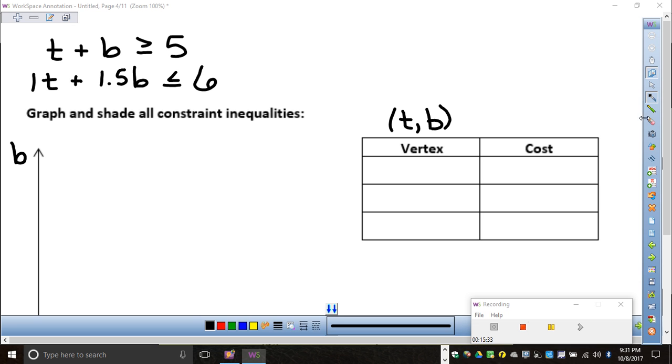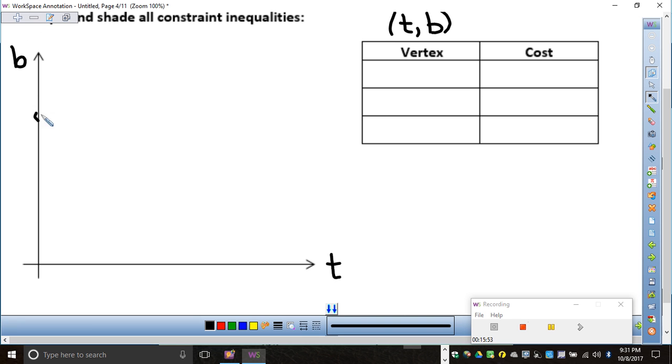All right, so our first constraint, we want to think about the boundary line equation, which will be T plus B equals 5. And if we find the intercepts, if B is 0, the T intercept is 5. If T is 0, the B intercept is also 5. So let's go ahead and mark those. We'll draw our first line.